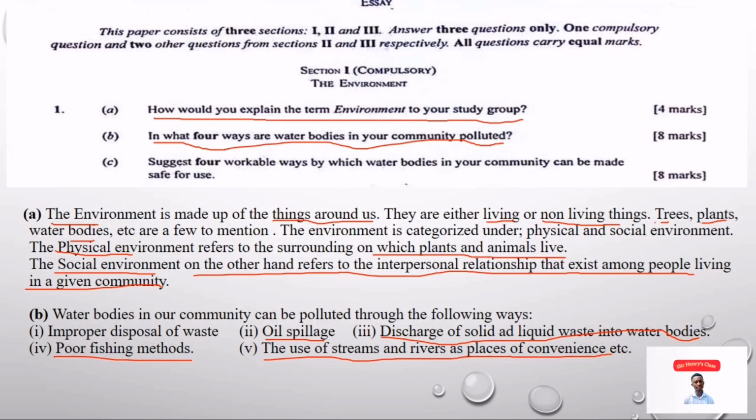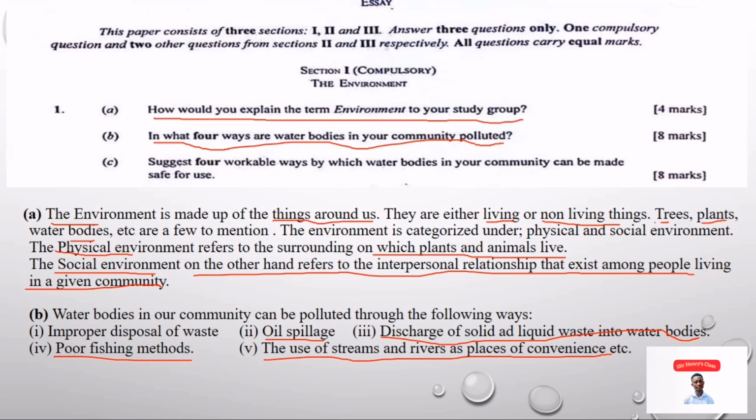So number 1 says that how would you explain the term environment to your study group? And then we say environment is basically made up of the things around us. They are either living or non-living things. They include trees, plants, water bodies, and a few to mention.